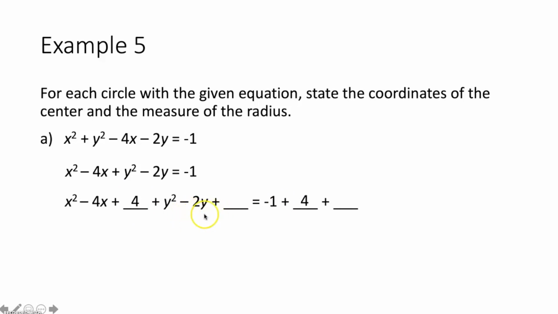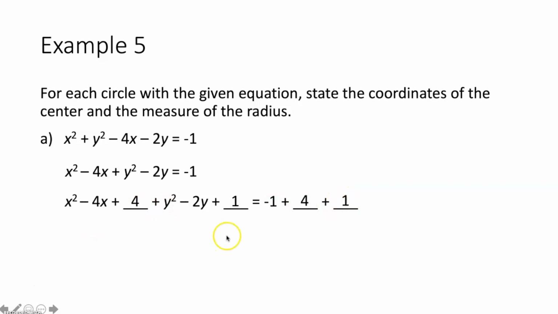Now we need to do the exact same thing for our y values. This is in the form ay squared plus by plus c. So we take our b value, which is negative 2, we divide it by 2, and we square it. So negative 2 divided by 2 is negative 1. Squared is positive 1. So we put plus 1 after our y's. And remember, whatever you do to one side of an equation, you must do to the other side of the equation.